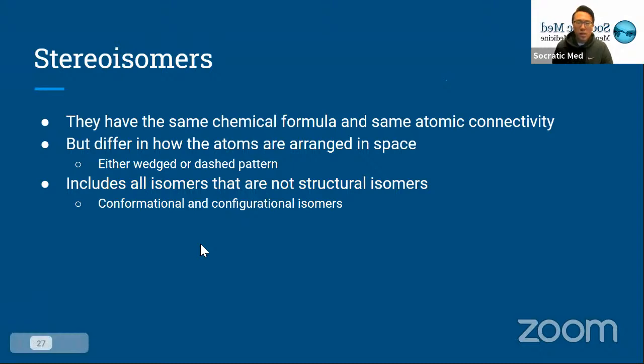Stereoisomers include all the isomers that are not structural isomers. They include conformational isomers and configurational isomers. These isomers are still different, but they're more similar than the structural isomers that just share the same chemical formula and molecular weight. These have the same connectivity, but they differ in how the bonds look when they're connected.